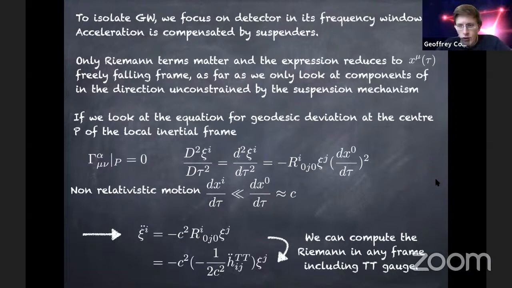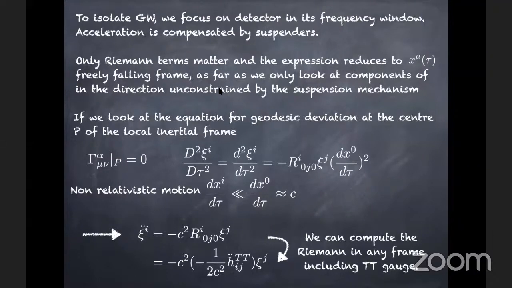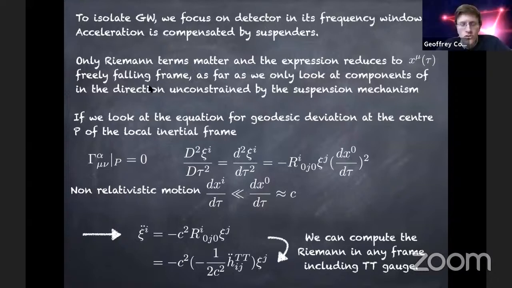Okay, so all this is very complicated, which is why there's some technology here. Since I'm going to do more theory talk, I'm not going to discuss any of this. What you have to know is that there are suspenders to compensate for the acceleration, and we will only look at the components of the direction unconstrained by the suspension mechanism. Since these components are unconstrained, they will be free falling. So you can forget everything I said. At the end, it's freely falling in the direction orthogonal to the suspenders, and we will forget about all these details.